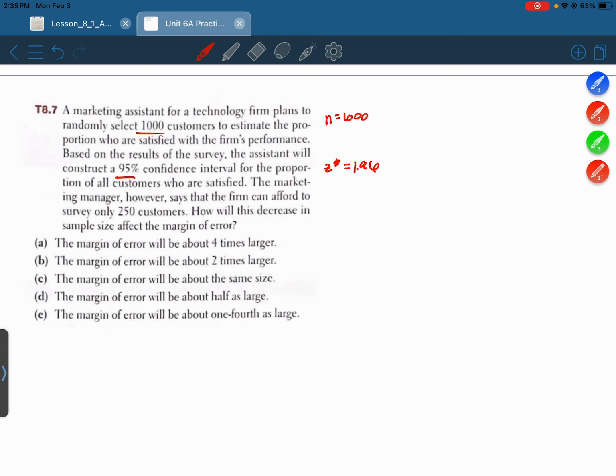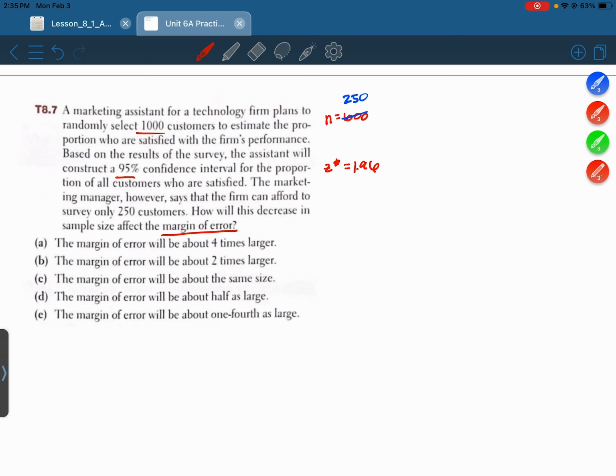The marketing manager, however, says that the firm can afford to survey only 250 customers. Okay, so not 1,000 now, but 250. How will this decrease in sample size affect the margin of error? All right, so let's calculate the margin of error both with a sample size of 1,000 and then also with a sample size of 250.